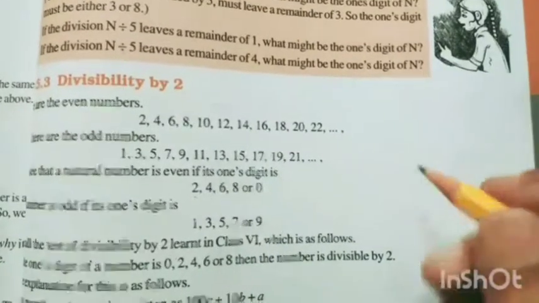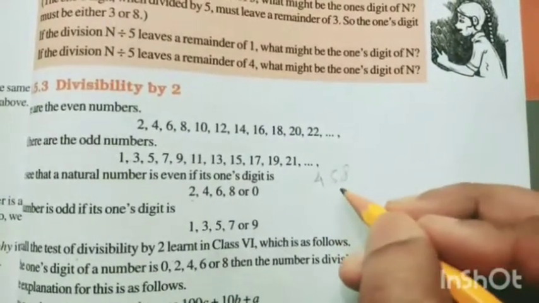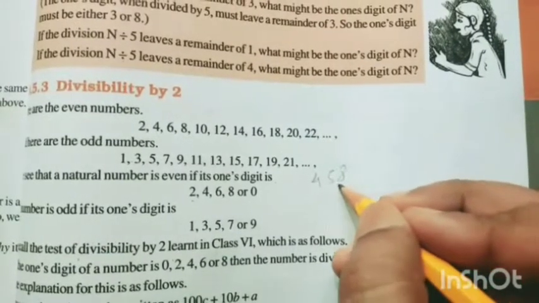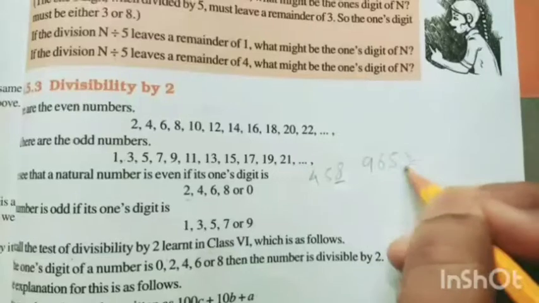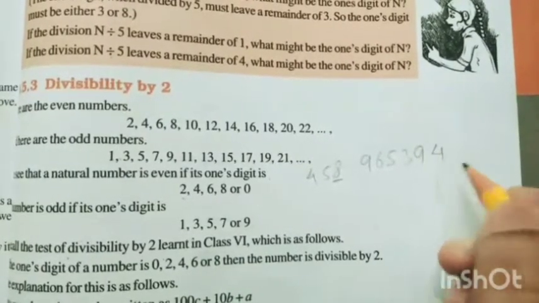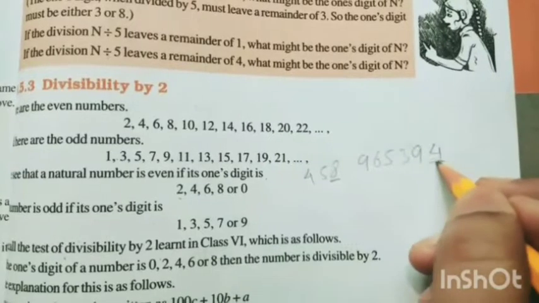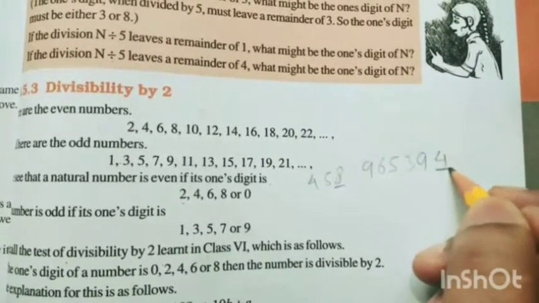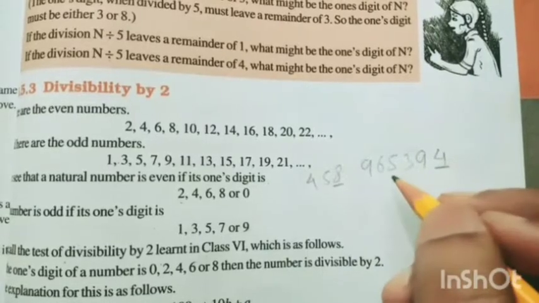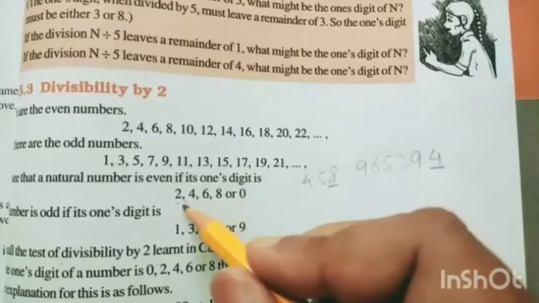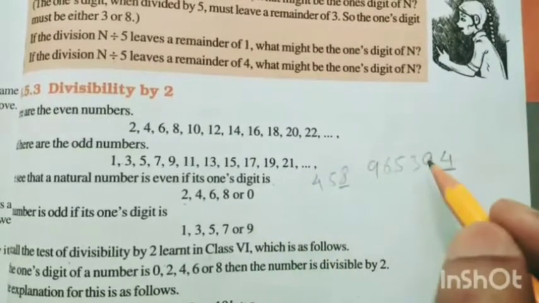That means any number is an even number if the unit place digit is one of these. Okay, let's take an example. Suppose 458. So this is what type of number? This is an even number because the last digit is an even number. 965394. So this is what type of number? This is an even number. How can we recognize it? By seeing the ones place digit. So the ones place digit is what? 4. It is an even number. That's why this whole number is an even number. In this way you have to identify. So if the ones place digit is 2, 4, 6, 8, 0, then that number is an even number.